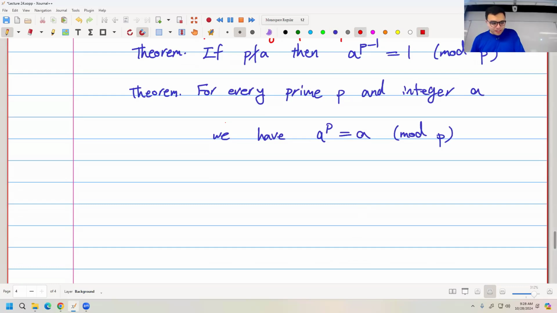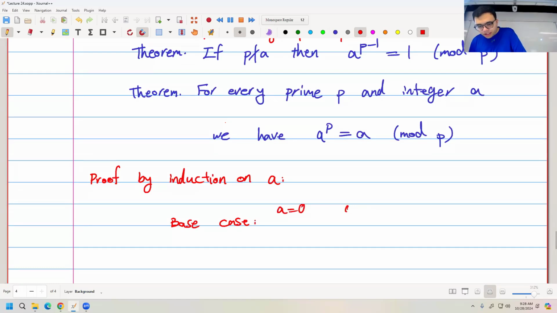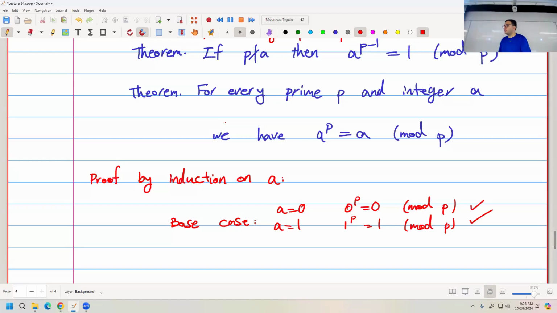Now let's prove this by induction on A. This makes my life easier. So my base case, again, you can use 0 or 1, but let's say if A is 0, then 0 to the power of P is, of course, 0 modulo P. You can also do 1 to the power of P is 1. This is very easy for every prime.